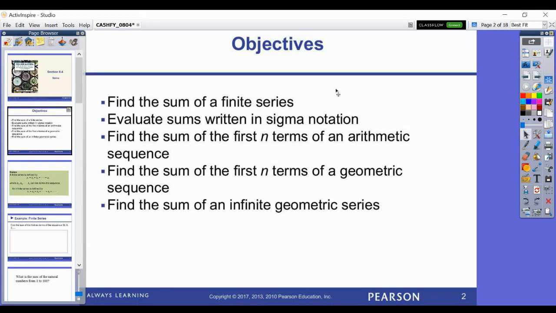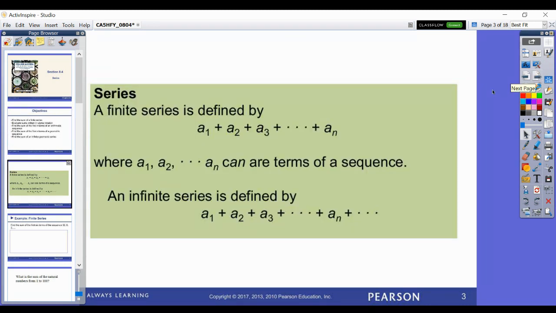So we're going to be able to find the sum of a finite series, talk a little bit about what sigma notation is and what that means, and then find the sum of an arithmetic, geometric, or infinite series. Here we go. A series is a sequence with plus signs in it. So really it's just a sequence. An infinite series is going to have a dot, dot, dot on the end. If that is an arithmetic sequence, we cannot add all those up because it's just going to keep getting bigger and bigger, or smaller and smaller. But with geometric, we can. We'll look at that in a little bit.